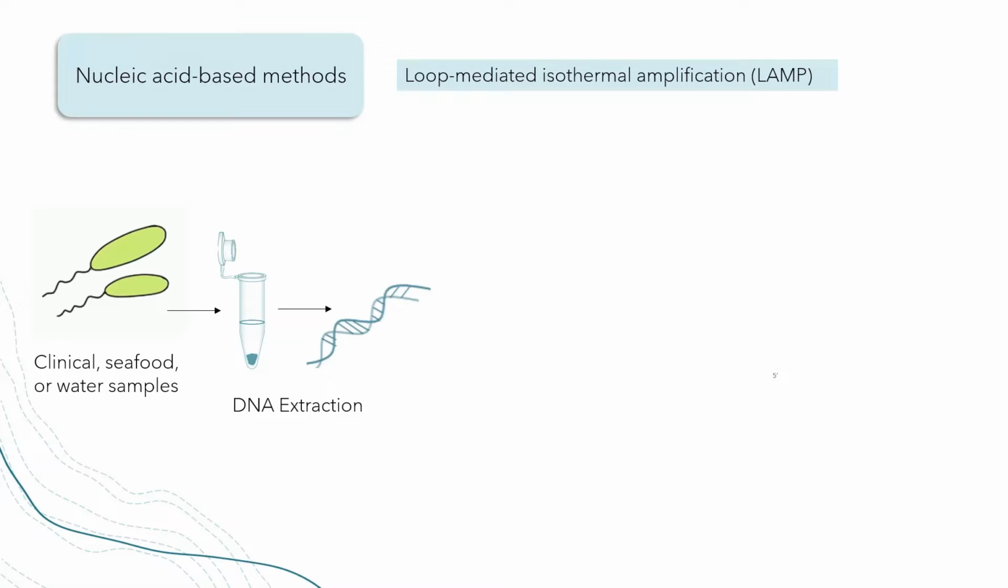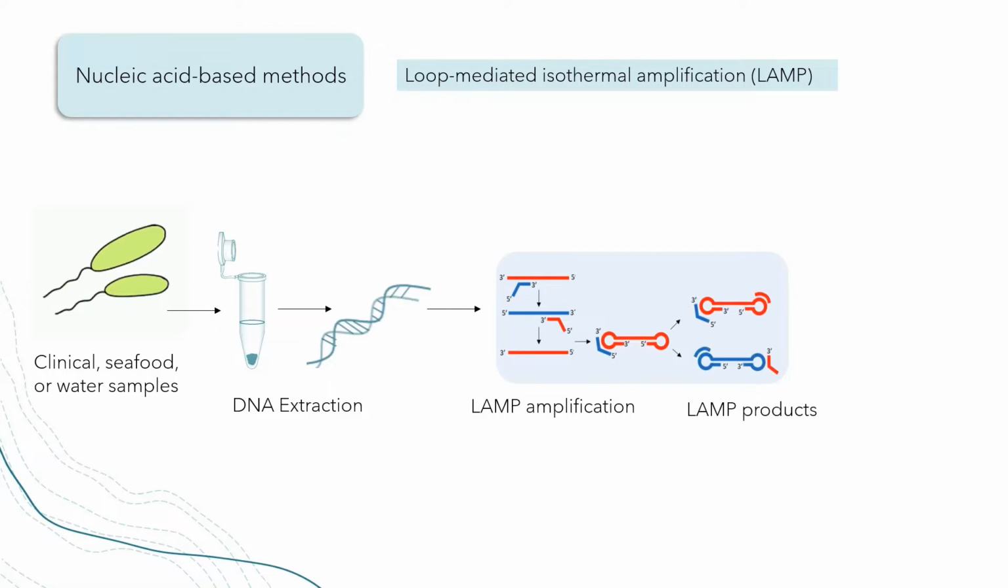After amplification, amplicons of many different sizes of stem-loop DNAs are generated with cauliflower-like structures with multiple loops. To detect a positive sample, you just have to look out for a white precipitate made up of magnesium pyrophosphate.